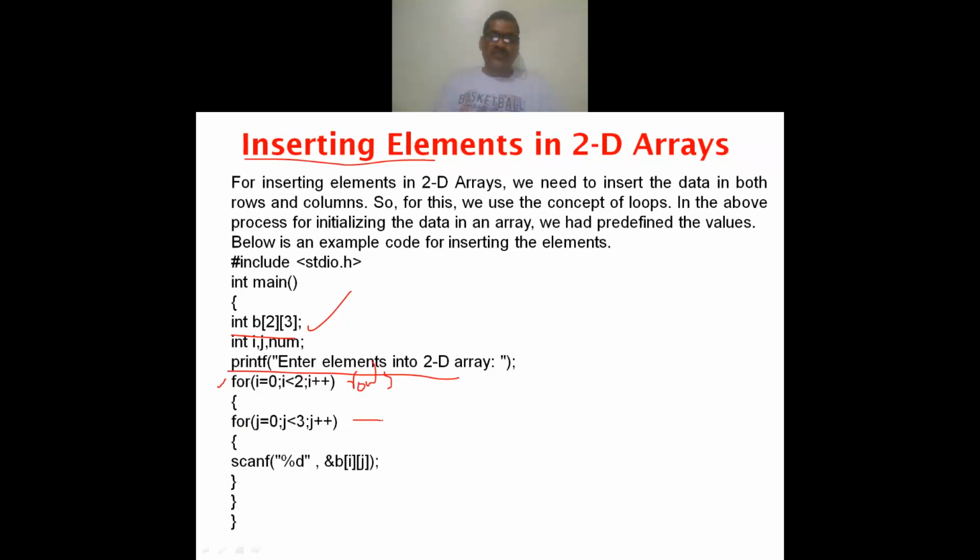The inner loop is used for navigating the columns in each row. How many columns do we have? 3 columns. So for j equal to 0, j less than 3, j plus plus. Then scanf percentage d, we read an element into the ith row, jth column, with ampersand b of i comma j. This is the nested loop which we use for reading the elements into the two-dimensional array.